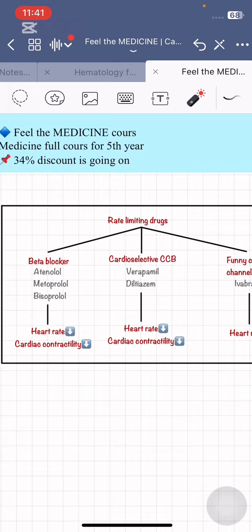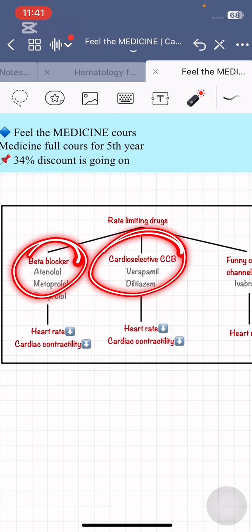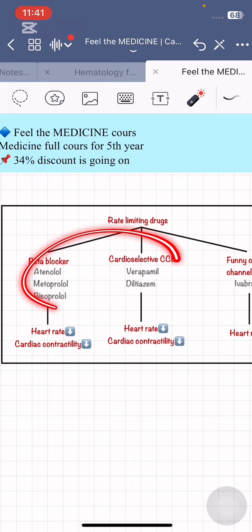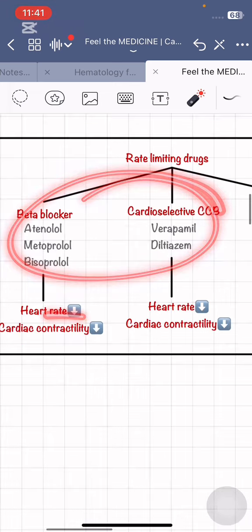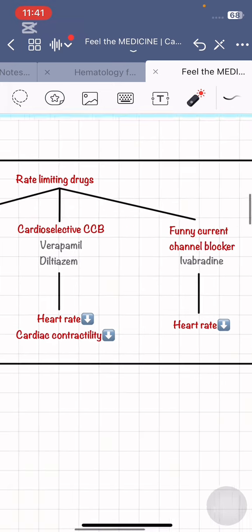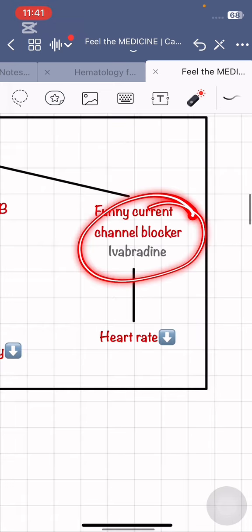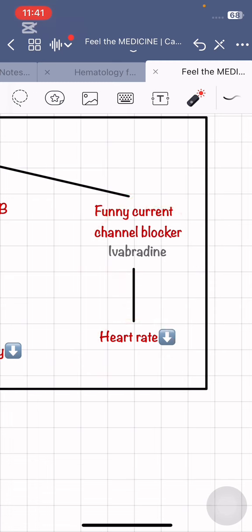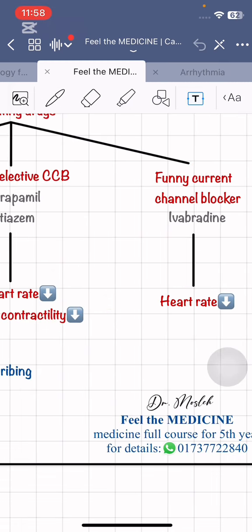So, in summary, the beta blocker and cardioselective calcium channel blocker, these drugs can reduce the heart rate as well as the cardiac contractility. But on the other hand, ivabradine only reduces the heart rate without affecting the cardiac contractility. So what is the importance of this information?